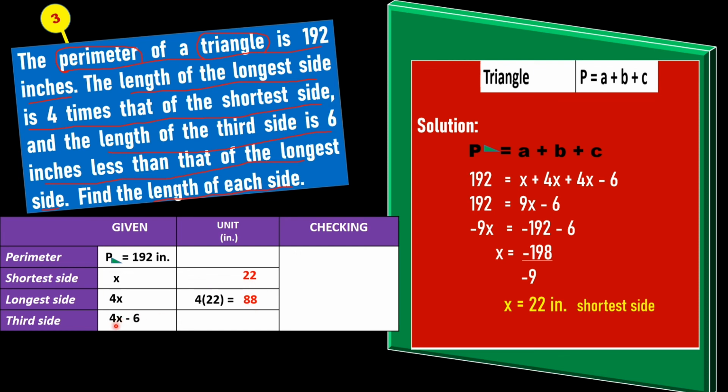And substitute 22 in this equation. So we have 4 times 22 minus 6 is equal to 82. To check, so P is equal to A plus B plus C. So the perimeter is 192. So what is x? 22. 4x is 88. And 4x minus 6 is 82. So 22 plus 88 plus 82 is 192. So this is equal. So the answer is correct.